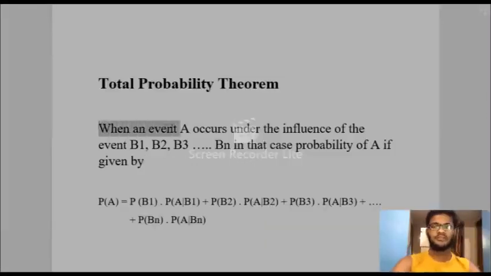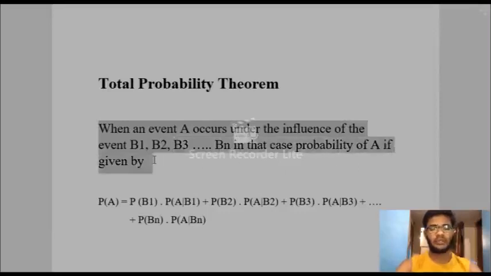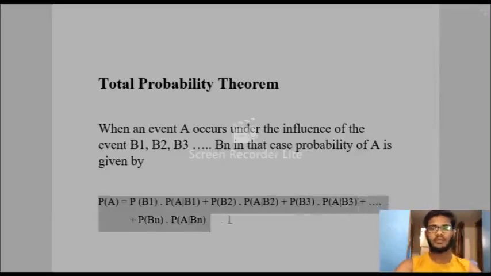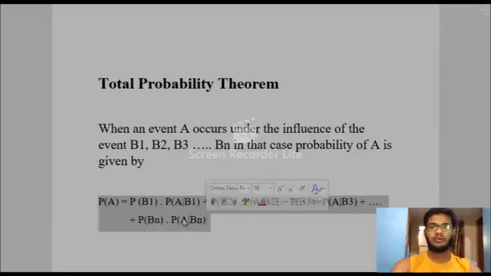The total probability theorem states that when an event A occurs under the influence of the events B1, B2, B3 up to Bn, the probability of A is given by P(A) = P(B1) × P(A given B1) + P(B2) × P(A given B2) + P(B3) × P(A given B3) + up to P(Bn) × P(A given Bn).